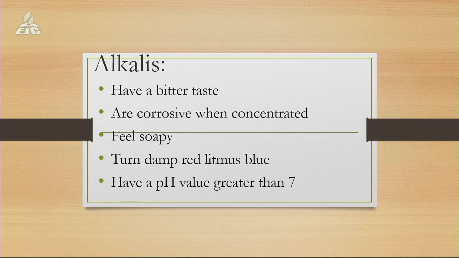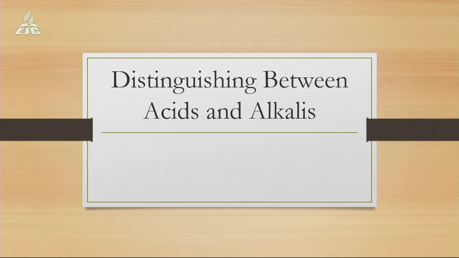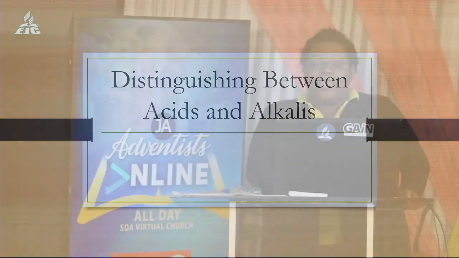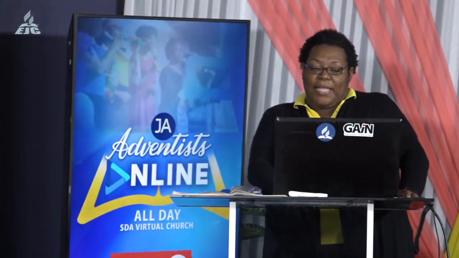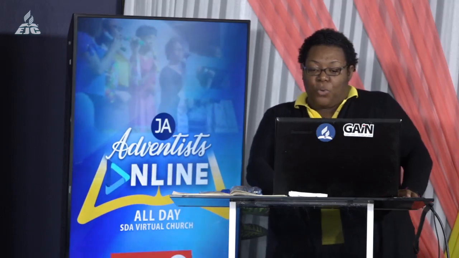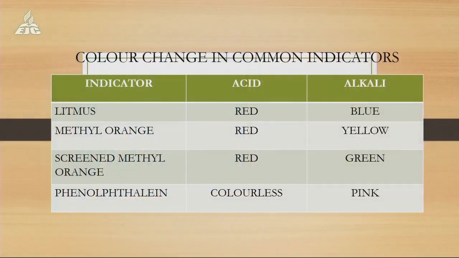All right, so we have identified what bases are. We have defined them. Now, how can we differentiate an acid from a base? Well, we can do this by using indicators. An indicator is a substance which is one color in an acid and another color in an alkali or in a base. So we're going to be looking now at some of these indicators and how acids and bases react. So we have some examples here.